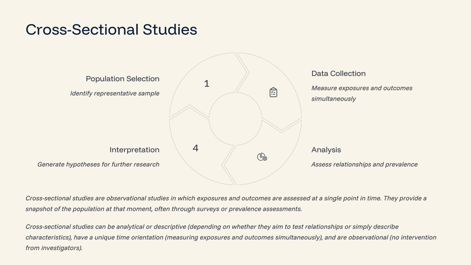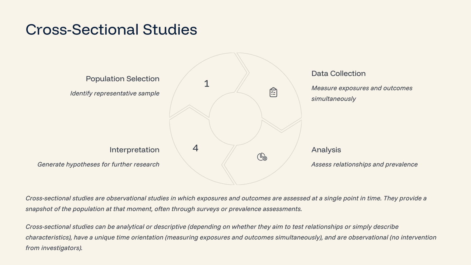As we approach the bottom of the pyramid, we're getting to cross-sectional studies. And so for this one, basically you're going to identify a population or representative sample of interest. Then you measure the exposures and the outcomes at the same time. Then you look at basically correlations in that data set, and you interpret it, which mostly means you're identifying hypotheses for further research.